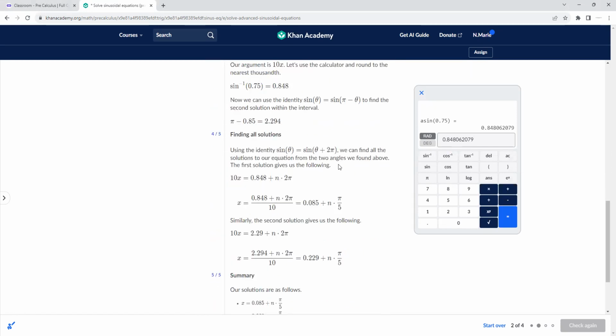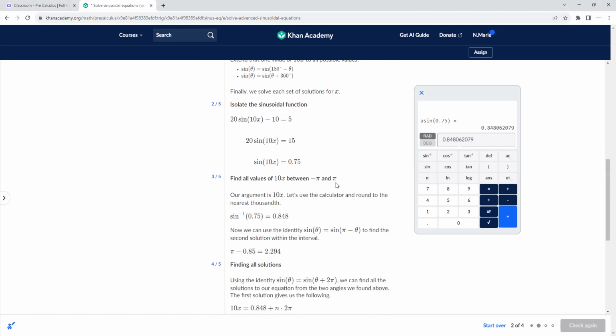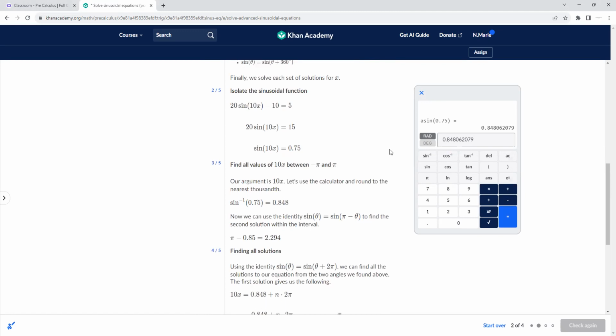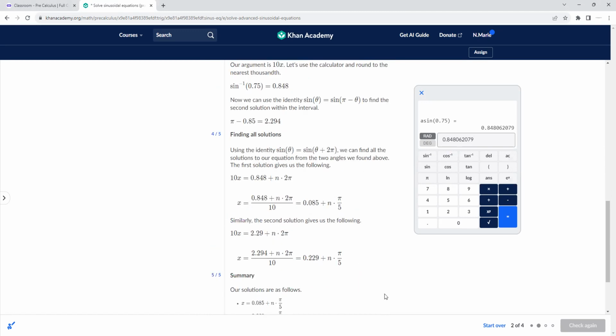And so now they wanted you to find from pi to negative pi, which is why you're going to do pi minus 0.85 and you get 2.2294. So now we have 10x is equal to 0.848 plus n times 2 pi.